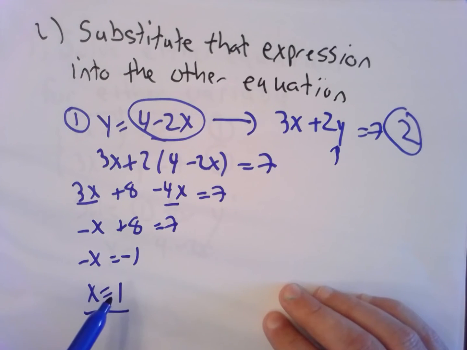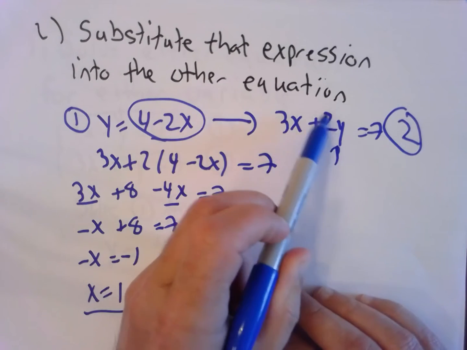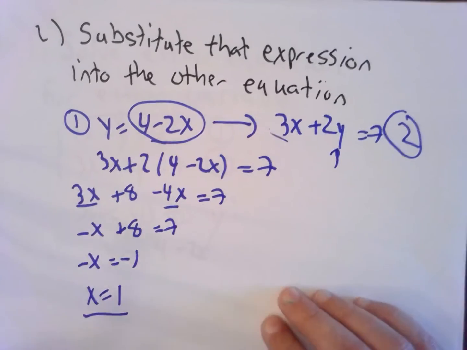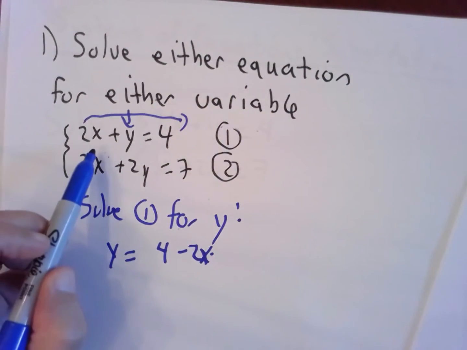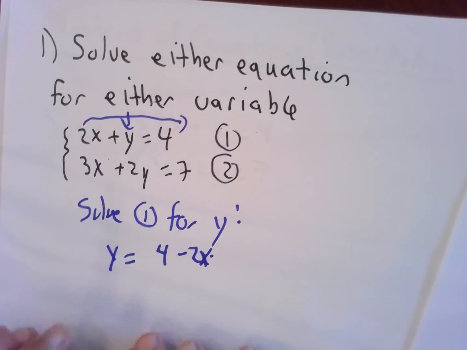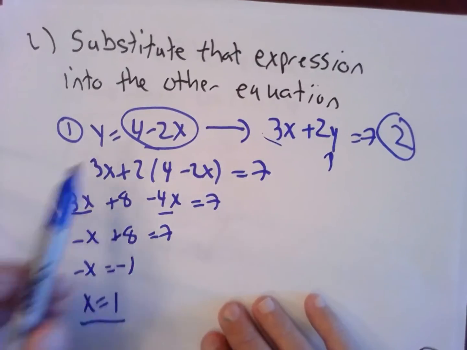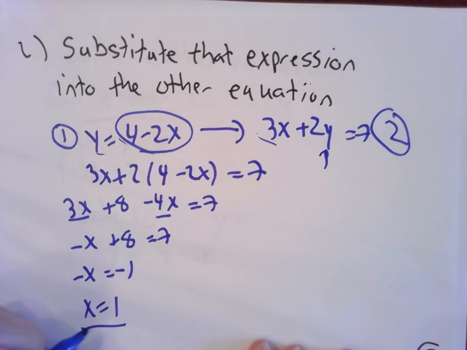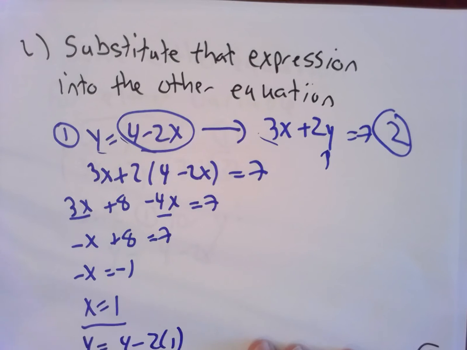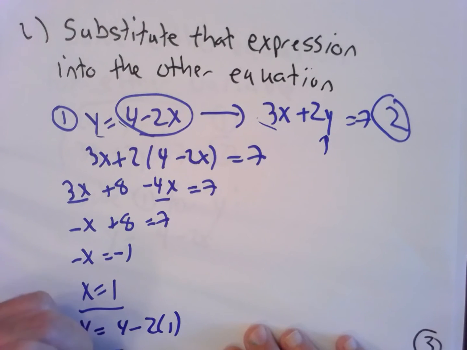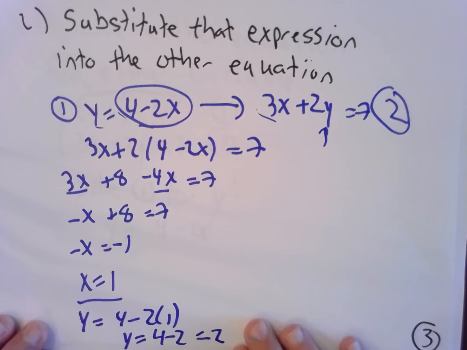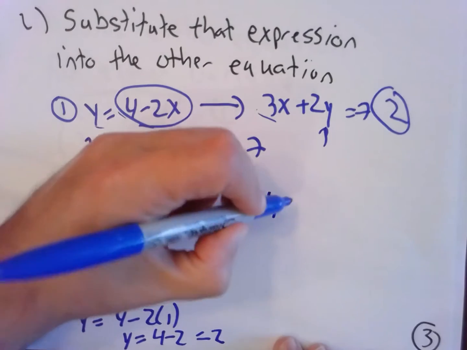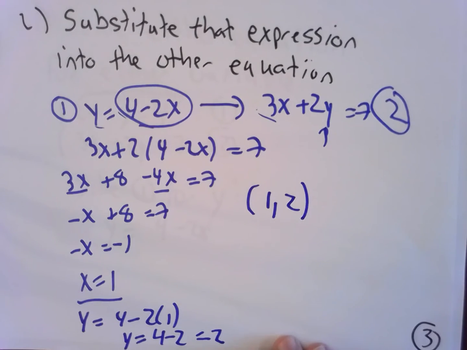I still need y. So I could plug this x in to this equation. I could go back to the original here and plug x in here and solve for y. Or I can use the simplified version of equation 1. That seems to be the easiest. Let's use that. So y should be 4 minus twice x, 1. So y equals 4 minus 2, which is 2. So my solution is the point 1, comma 2. Solutions are points, not numbers.